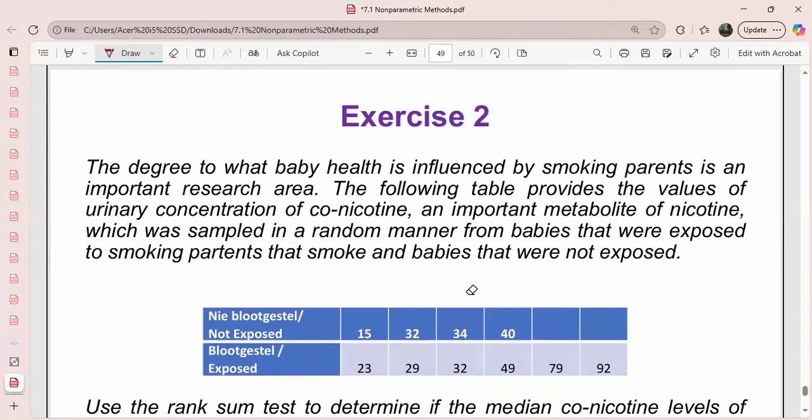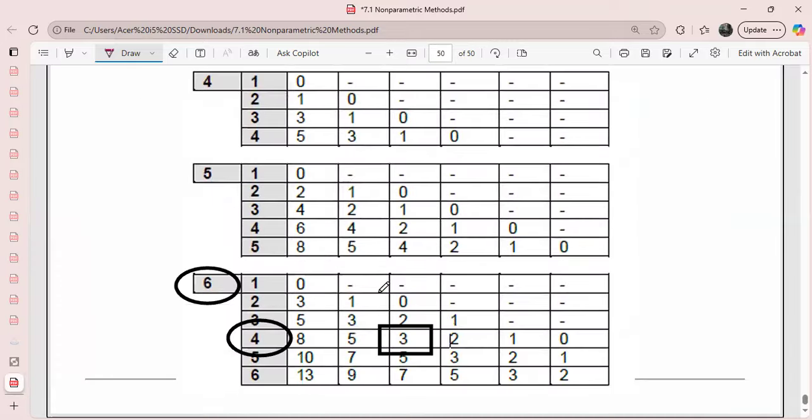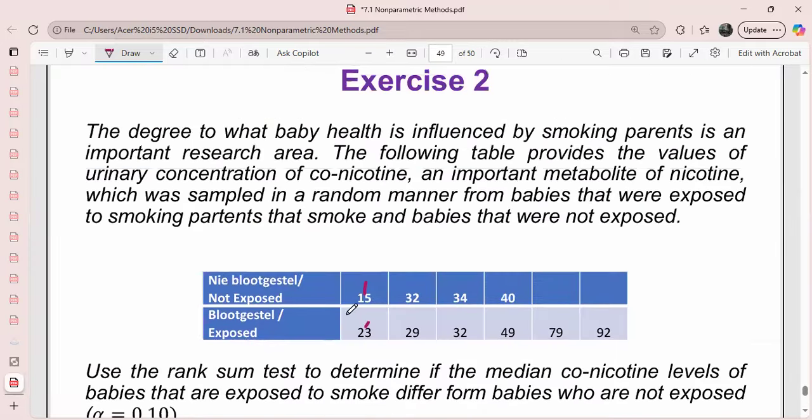So yeah, this one, exercise number 2. We have A, we have B. It's like when we have A and B, not exposed under A, exposed under B. You do the same thing. Group it, make it one data, and then you group in ascending order, the smallest to the largest. Then you find the ranks, the way I was explaining it. Then you just compare it. You find the critical value using the table, N1, N2. Just try this one and see.